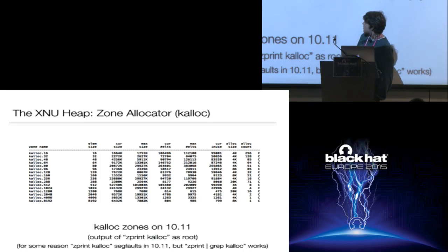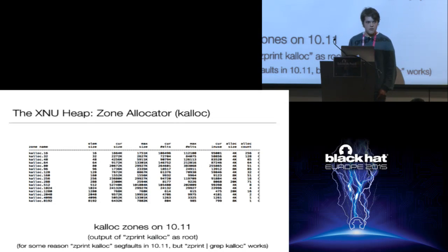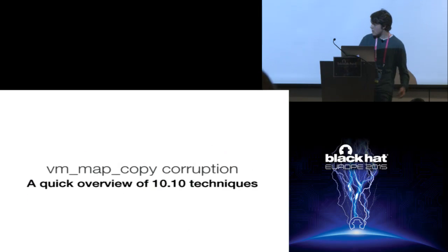This is the output of the print kalloc command, which shows you all the zones registered by kalloc. This does not work in El Capitan for some reason, but just running the print with grep kalloc should work. So I don't know why, but it is.